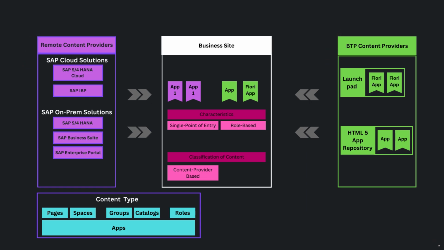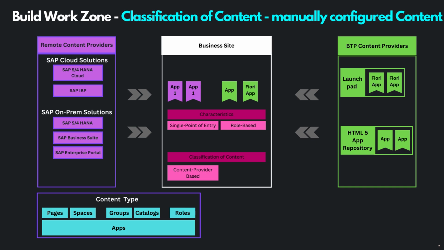Instead of importing, you can, however, decide to manually create this content within the Build Work Zone itself. Now, what does this mean? Let's take an example of roles. I decide not to import a role from a provider. Instead, I will create it manually within the Build Work Zone itself. In the same way, I decide not to import spaces and pages from my SAP solution. Instead, I will create the spaces and pages within the Build Work Zone itself.